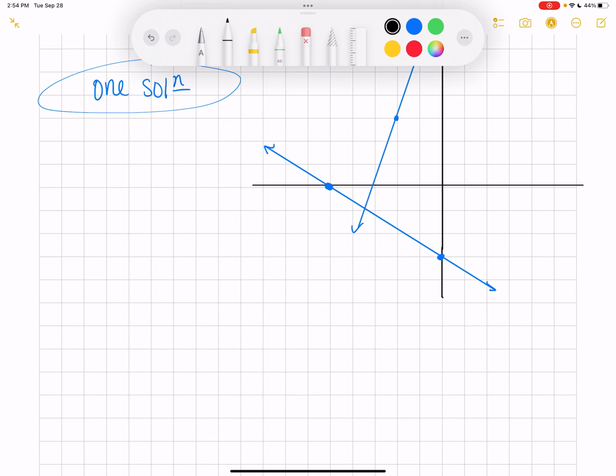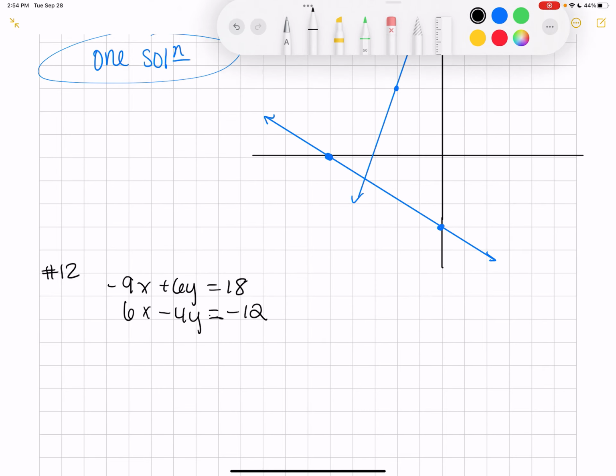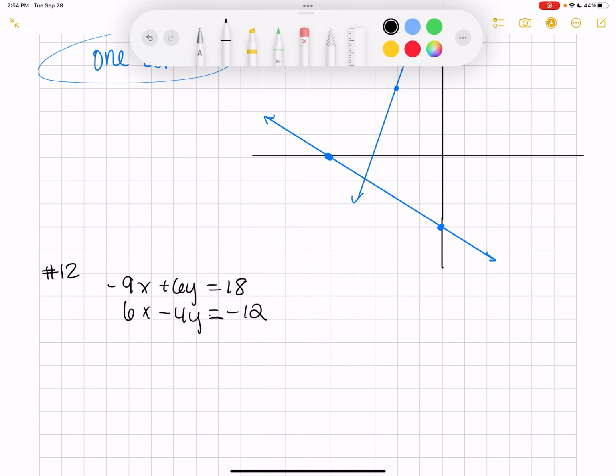Alright, number 12. Negative 9x plus 6y is equal to 18, and 6x minus 4y is equal to negative 12. Alright, I need to rewrite. How do I rewrite the top one?